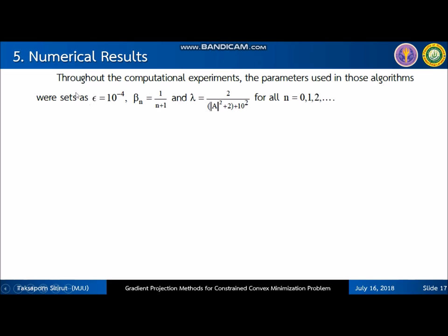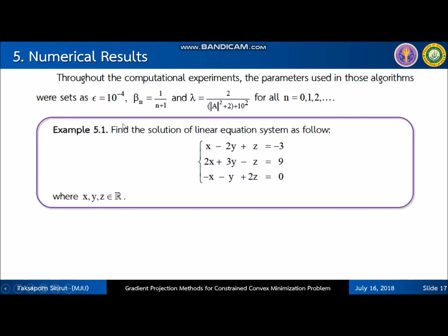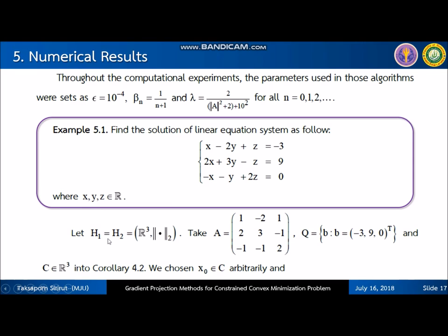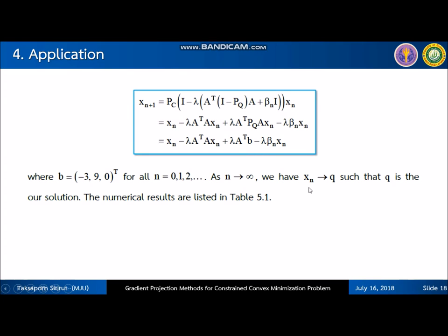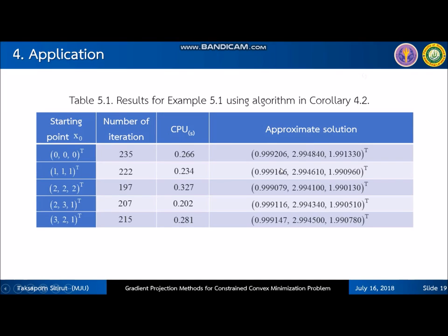Next is the numerical result. We will set the parameters the same as this. Example: find the solution of the linear equation system as follows, where x, y, and z are in R. Let H1, H2 be R3. Take A and Q the same as this. We choose x0 in C arbitrarily. And we can reduce x(n+1). And then we have xn converging strongly to q. And this is the numerical result of this example. You see the numerical result is 1, 3, and 2.